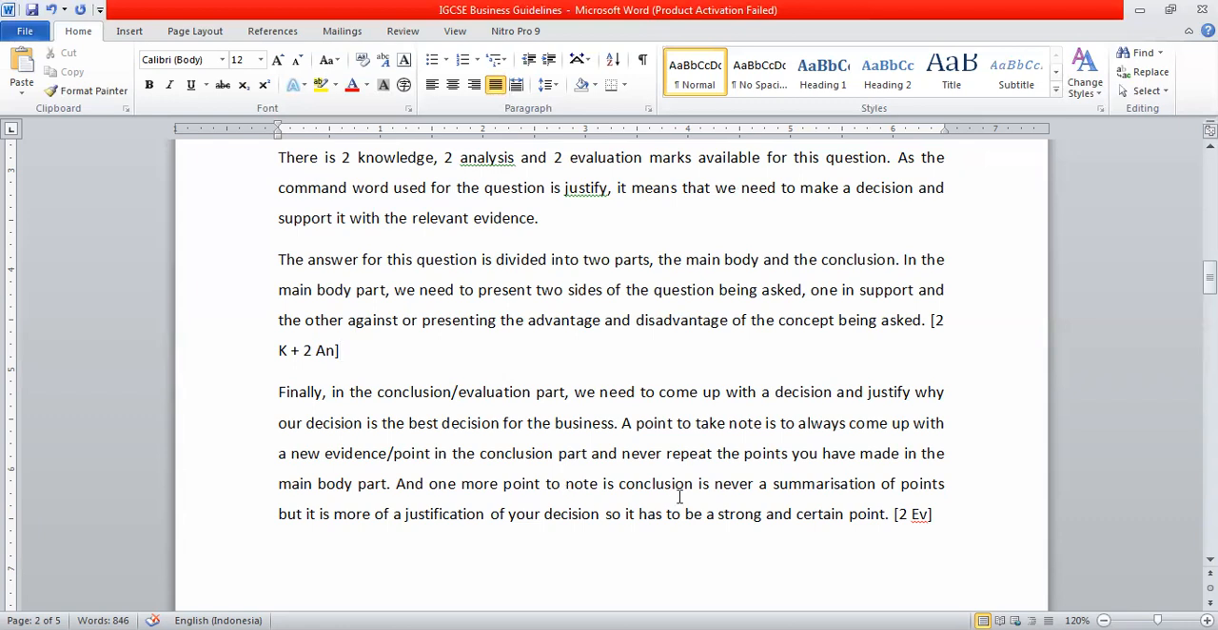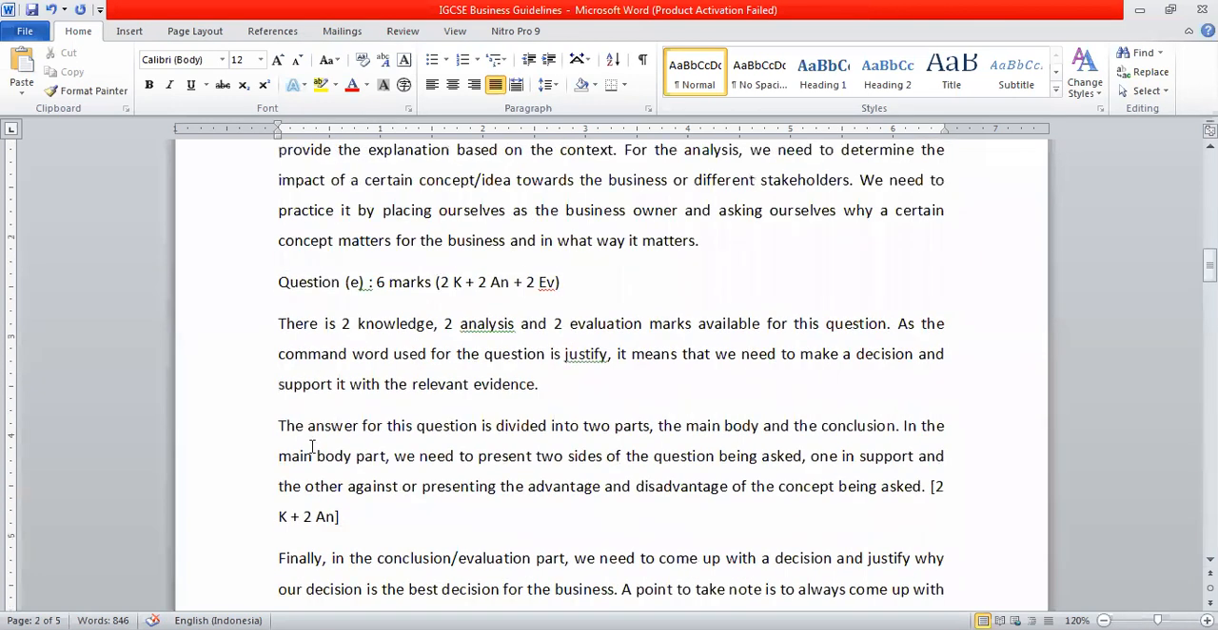One more point to note is that the conclusion is never a summarization of points. It is more of a justification. If you say something, justify it. Why did you choose that? So it has to be a very strong point, even stronger than what you mentioned in the analysis, even stronger than what you mentioned in the main body part, and certain. It should be something very sure and not something that is still 50-50. Therefore, in this part, you will be awarded 2 evaluation marks. This is for question E.